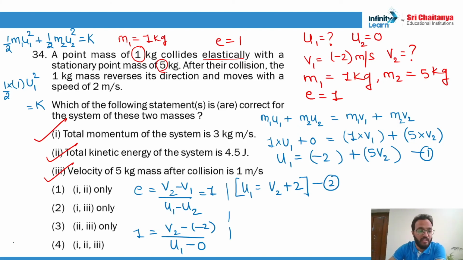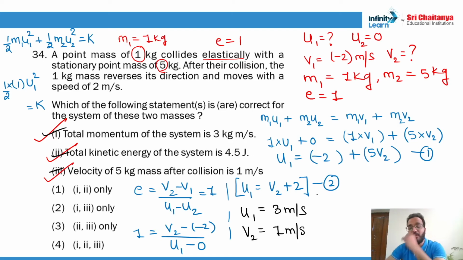Now when you solve these equations, students, you get finally u1 as 3 meter per second and v2 as 1 meter per second. And when you put these values, all three options are correct. Because there is not enough space, I'm not writing anything else, but I definitely have confidence that after solving these two equations, you will get these two answers. Okay, so this is how this question is solved.